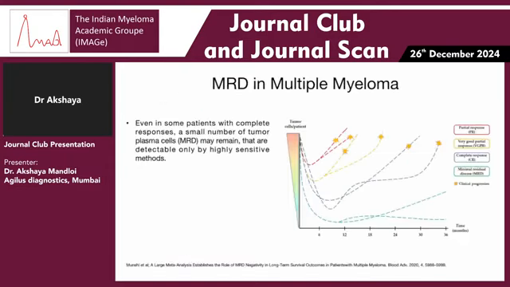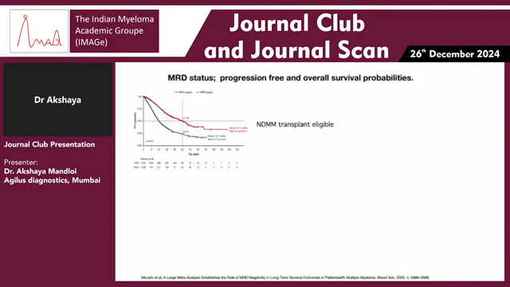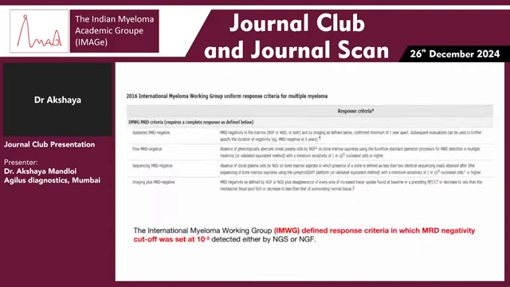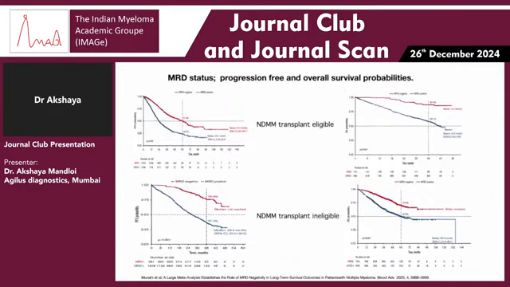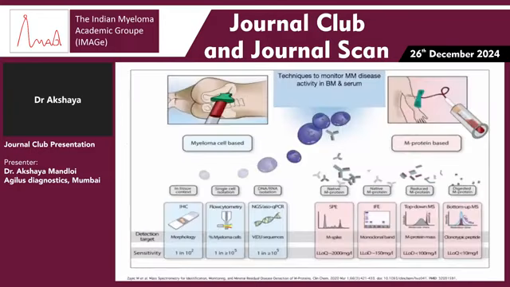So we all know that even in some patients with complete response, a small number of tumor plasma cells, MRD, may always remain, and it is detectable only by very sensitive methods. Absence of MRD is associated with longer progression-free and overall survival probabilities. The same was documented in a large meta-analysis by Dr. Munshi et al. as well. In 2016, the IMWG working group incorporated myeloma MRD into the criteria and defined the response criteria for MRD negativity cutoff as 10 to the power minus 5.